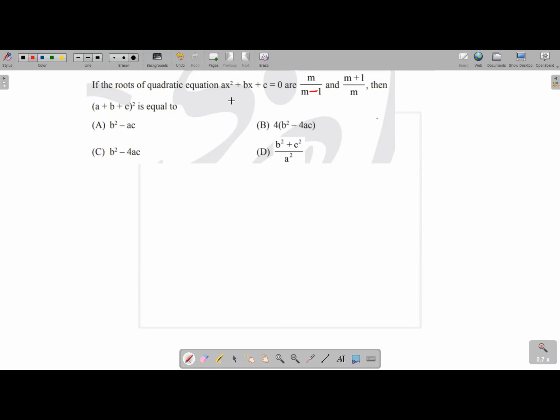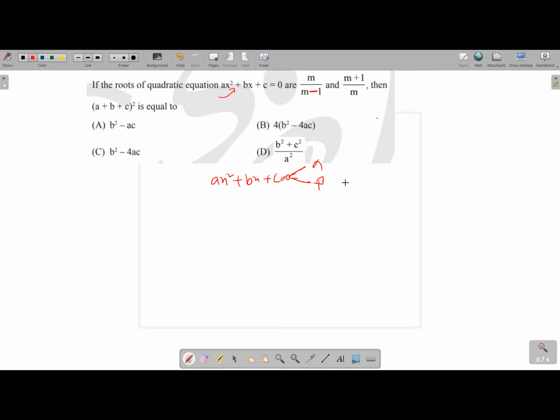See, what you have to find is (a plus b plus c) whole square. Then how can you form this expression? Just put x equal to 1 here. If you put x equal to 1, you'll simply get a plus b plus c, right? Now, I told you that this is the quadratic equation. If you want to write it in factor form, suppose we have two roots for this, alpha and beta. This is equal to 0.